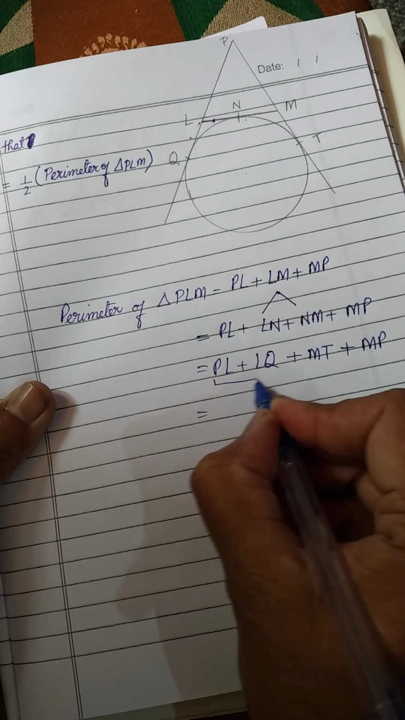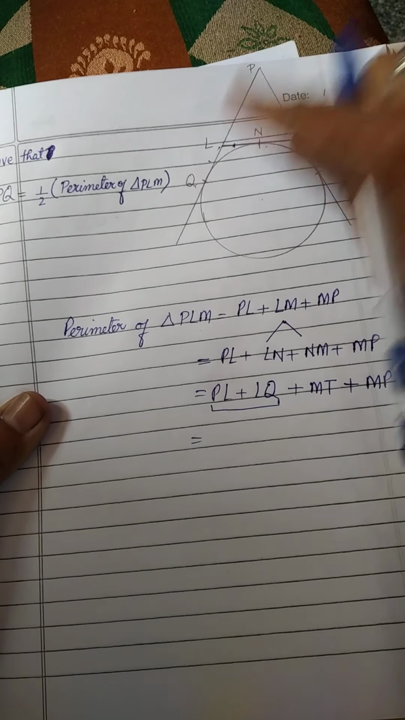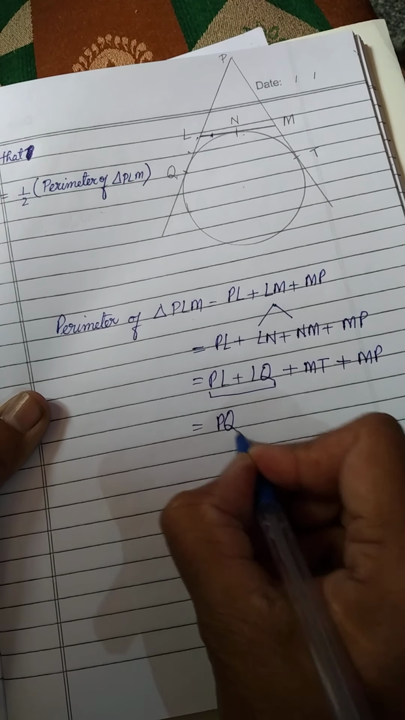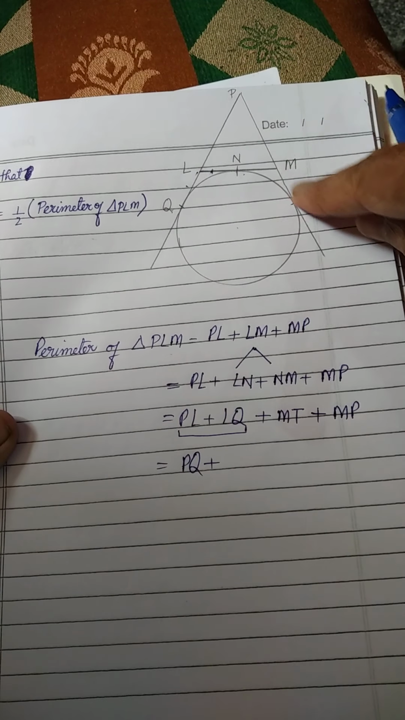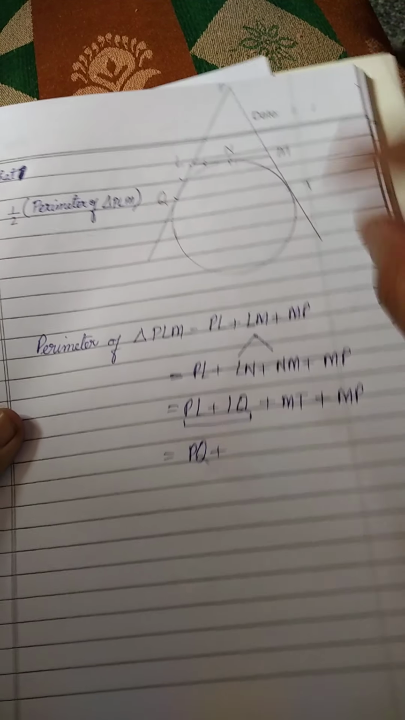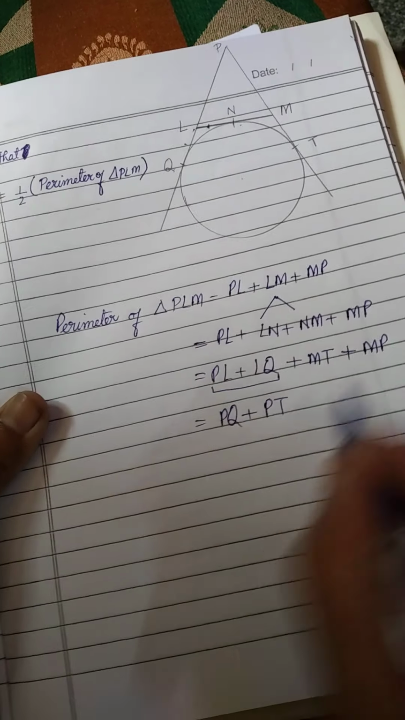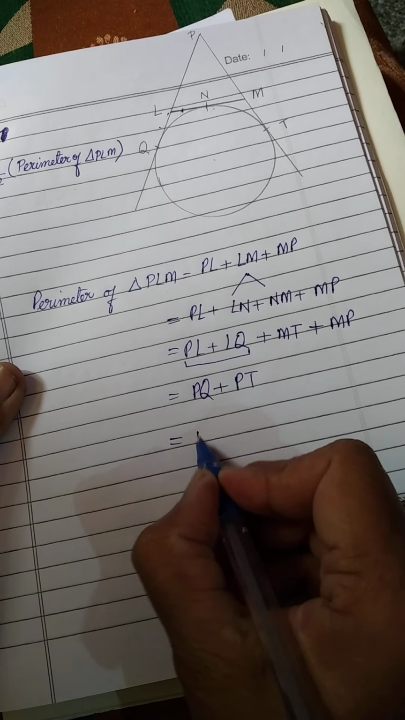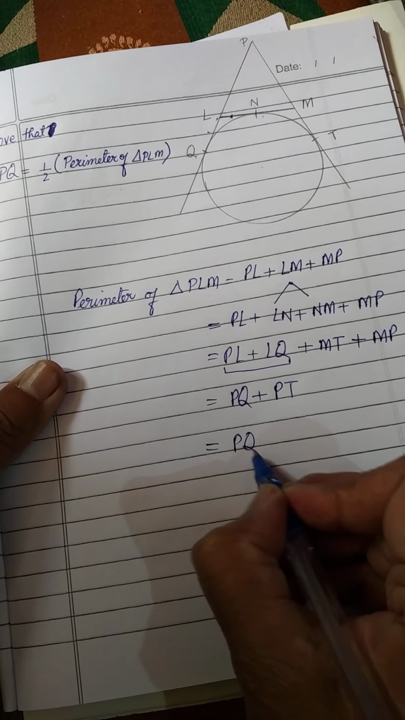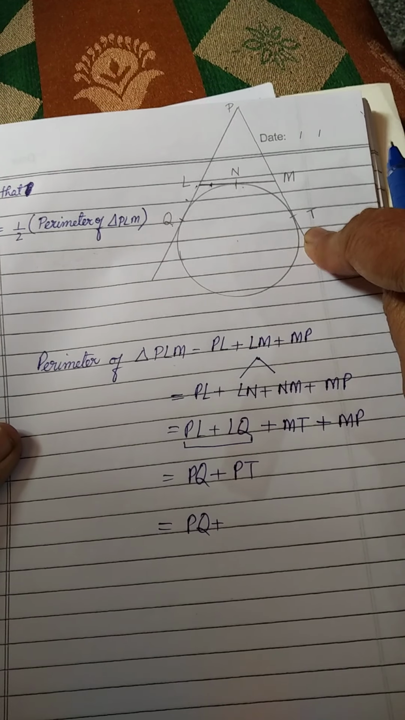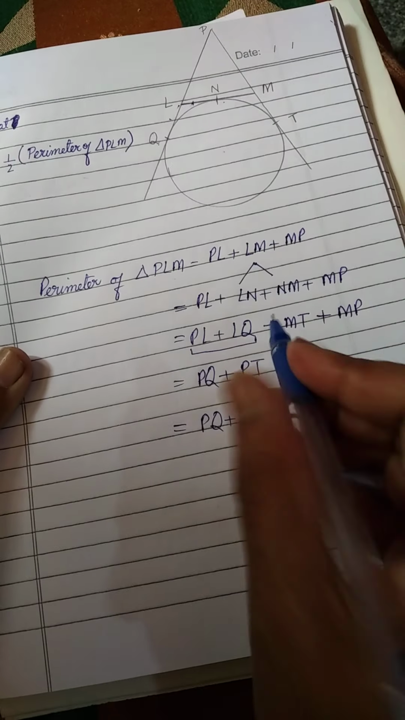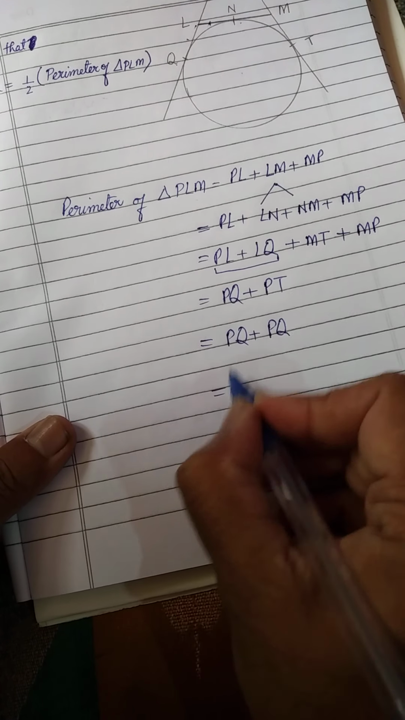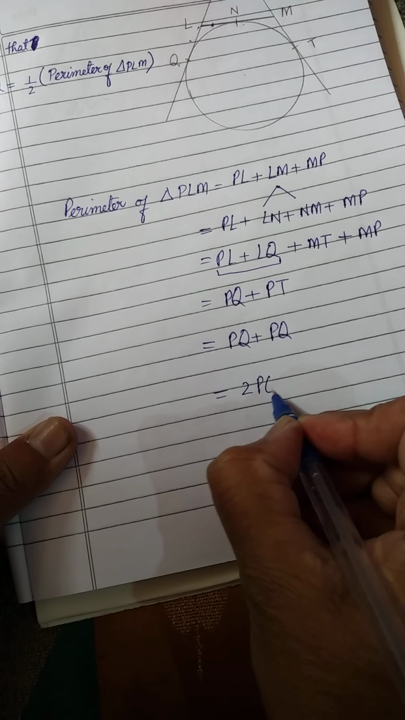Now see these two. When you add PL plus LQ, you will get PQ. So here we will write PQ. MT and MP, when you add, you will get PT, and they are also tangents from the same external point, so they will also be equal. That's why in place of PT we can write PQ, and now we have double of PQ, and that is equal to the perimeter of triangle PLM.